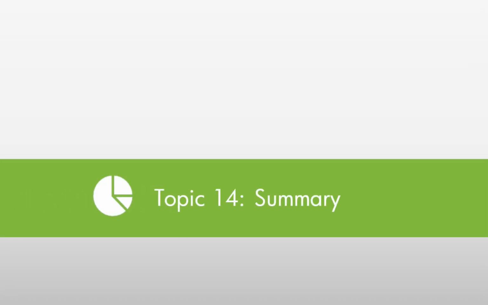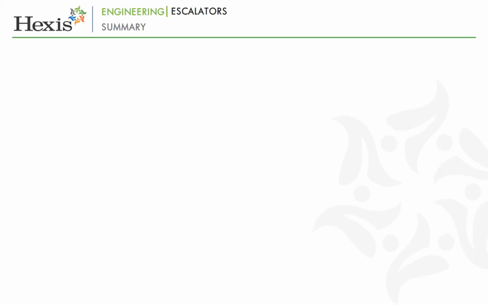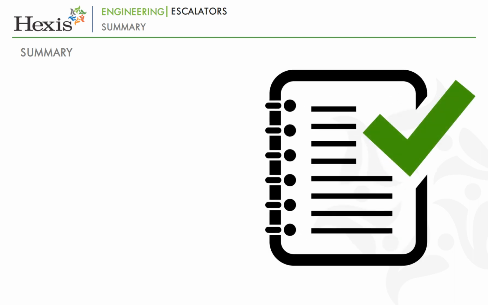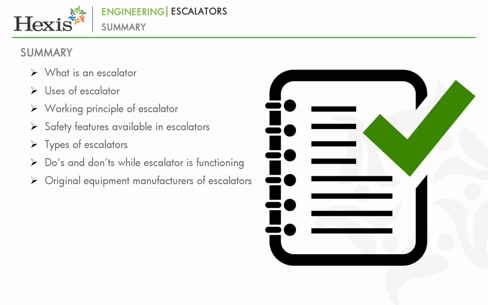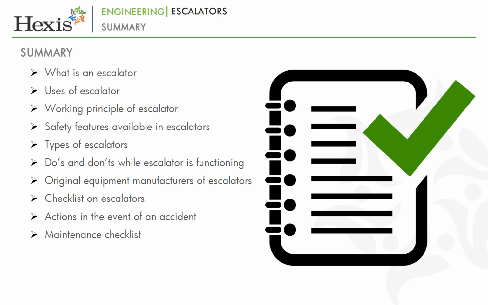Congratulations! You have now completed this e-module on escalators. In this e-module, you learned the following. What is an escalator? Uses of escalator. Working principle of escalator. Safety features available in escalators. Types of escalators. Do's and don'ts while escalator is functioning. Original equipment manufacturers of escalators. Checklist on escalators. Actions in the event of an accident. Maintenance checklist. Cleaning process of escalator. Top 5 issues.